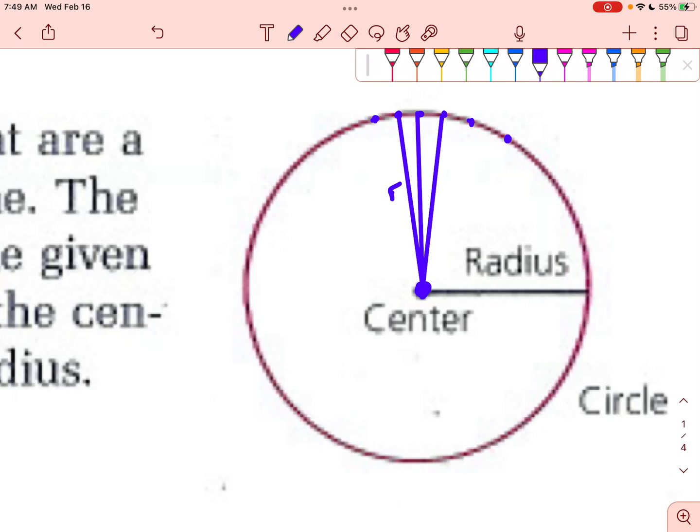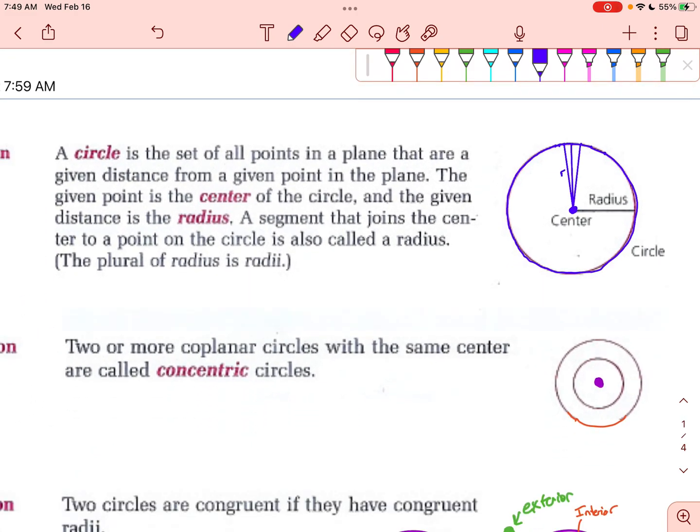We essentially picture a string attached to a pen, swinging around attached to that center right there. Each position of the pen creates those points that are equidistant from the center.